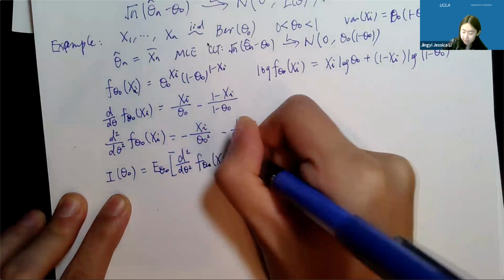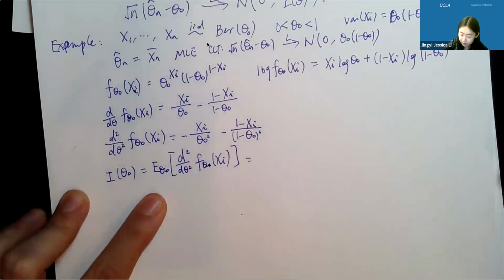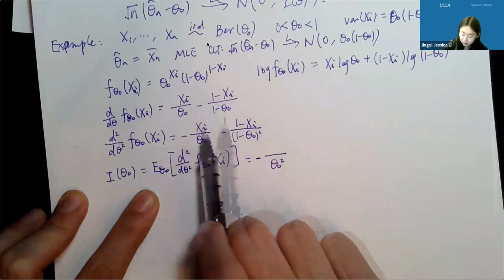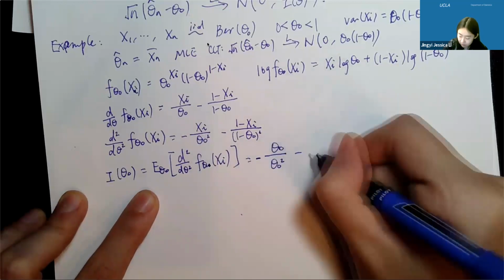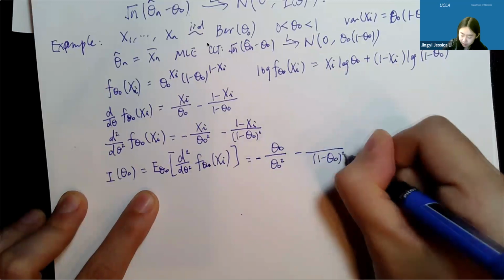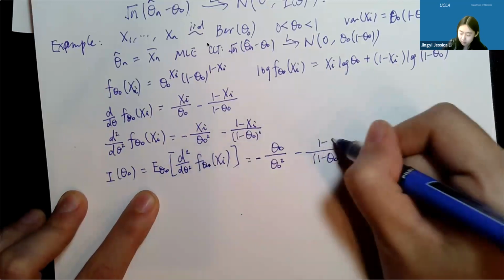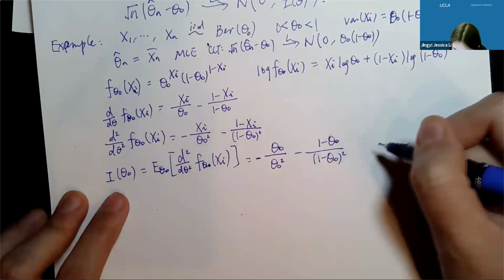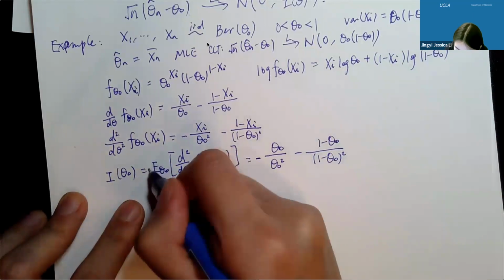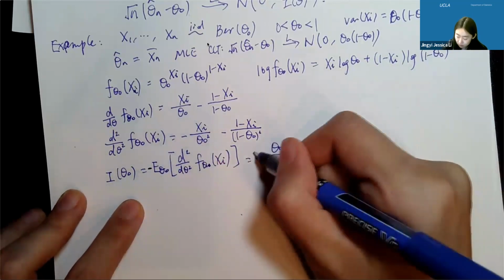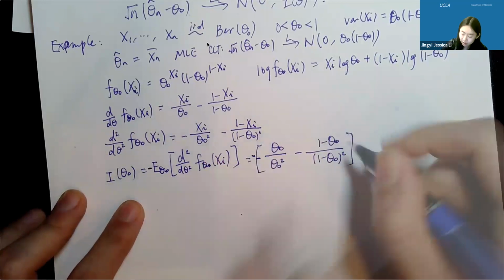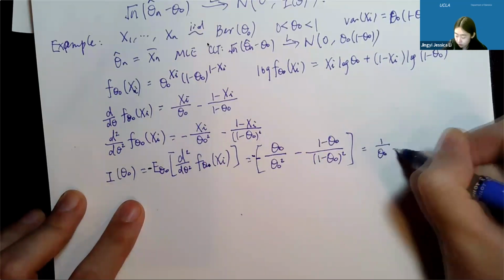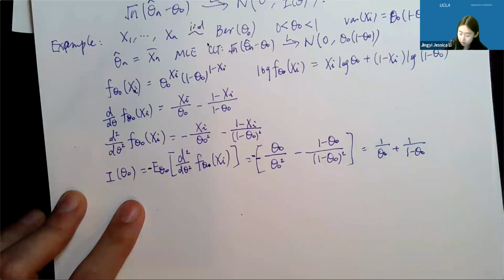Okay, putting this inside, I'll just write the result directly. Negative theta 0 squared, expectation of xi, theta 0, minus 1 minus theta 0 squared, expectation of that, 1 minus theta 0. Oh, sorry, I forgot the negative sign. Yeah, this is the negative of the second derivative. So I cancel the negative sign in both terms. And after cancellation, I get 1 over theta 0 plus 1 over 1 minus theta 0. So I get this.